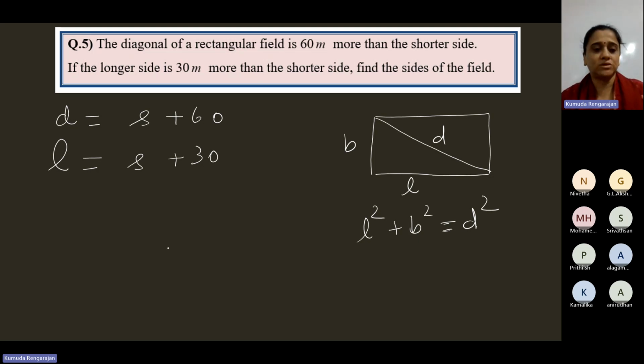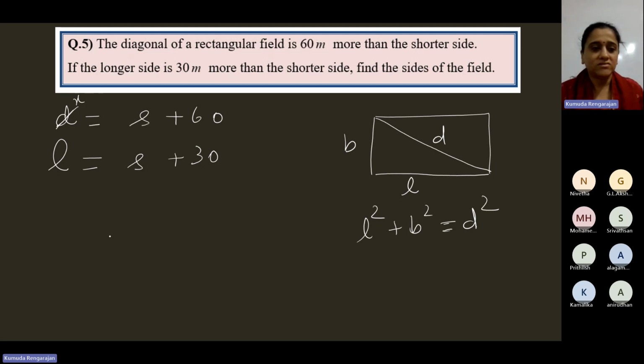So now is the assumption. Anybody can be x. Supposing you call the diagonal as x. Okay, diagonal is x. Then what is the shorter side? Listen very carefully. This is x, right? So then what is s? x minus 60.